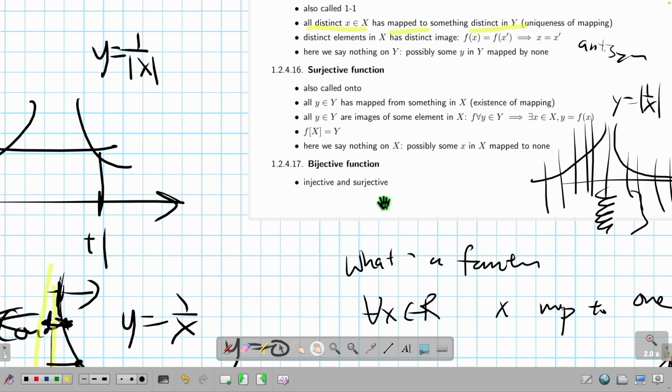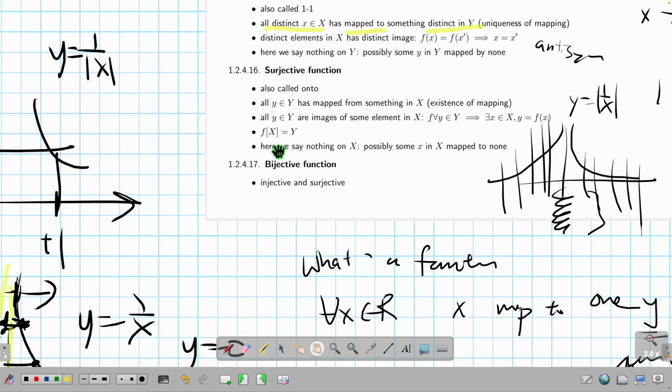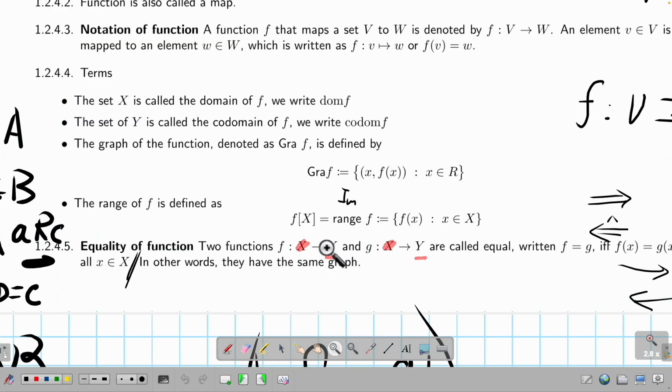And then, what's bijective? Bijective is just both. Let me recall, somebody write this, what's this? This is range of the function, okay? This is range of the function. So, just simple.